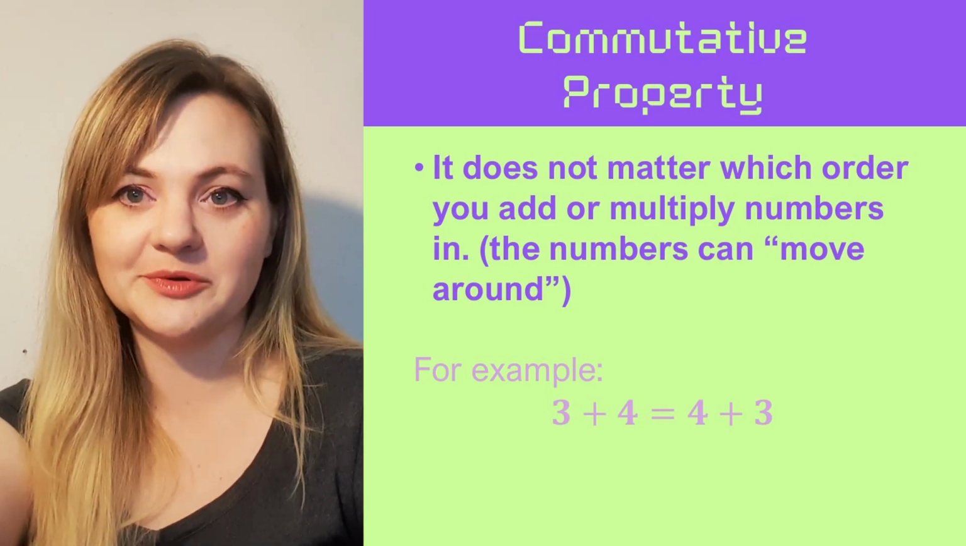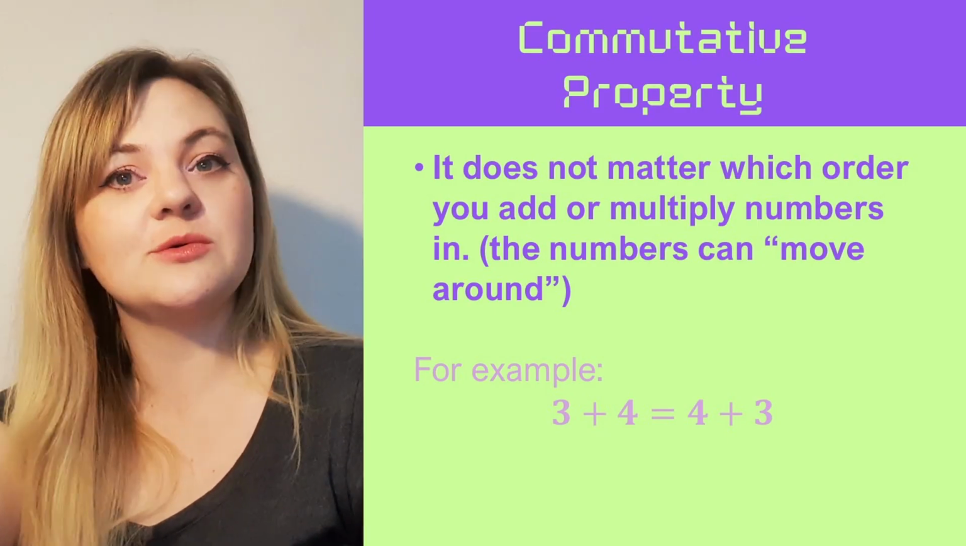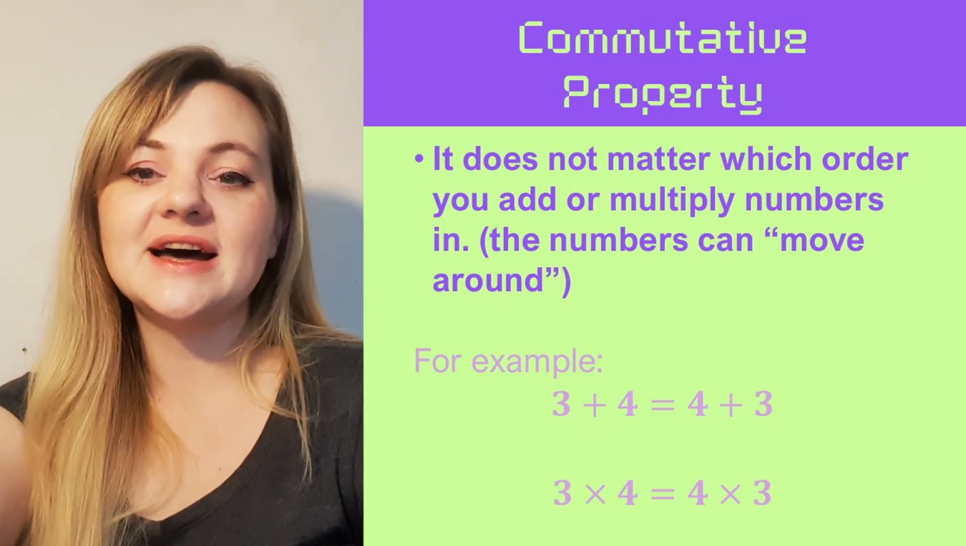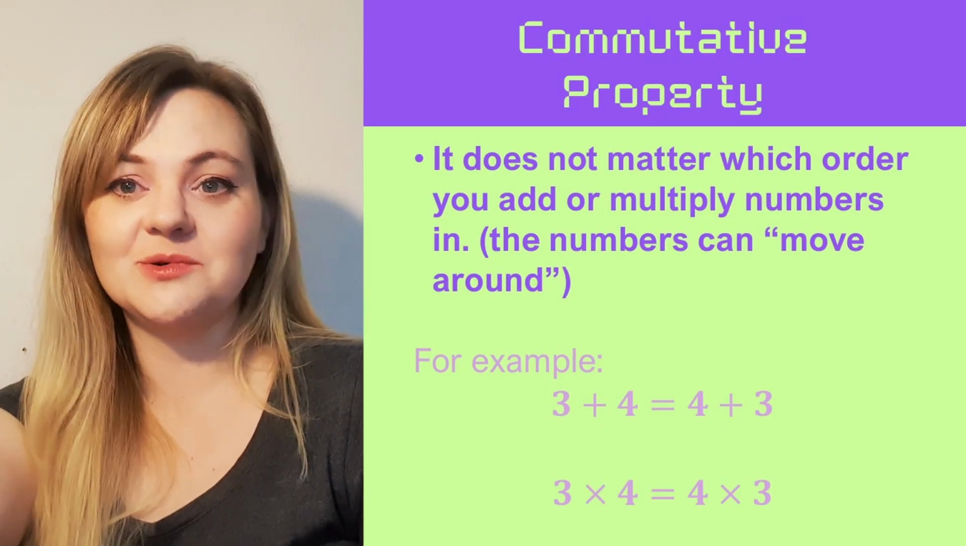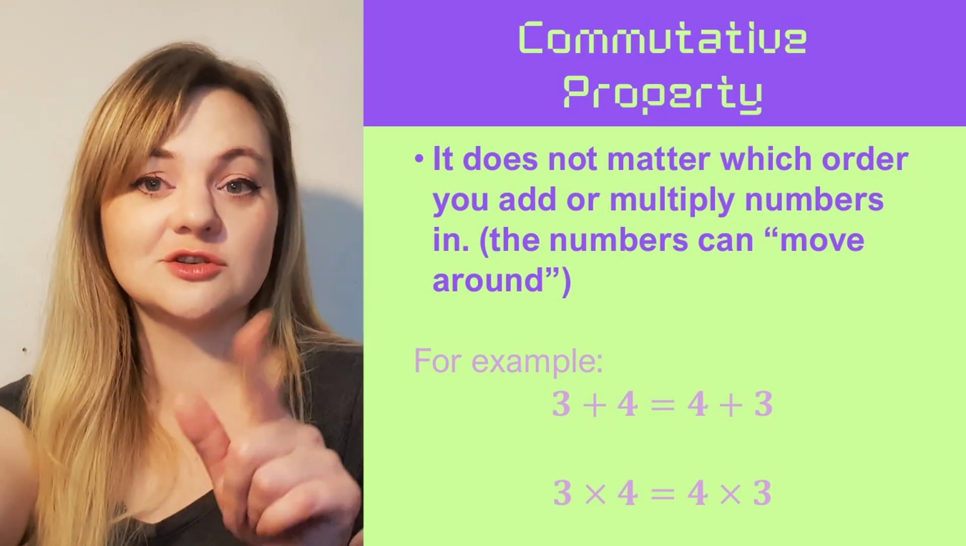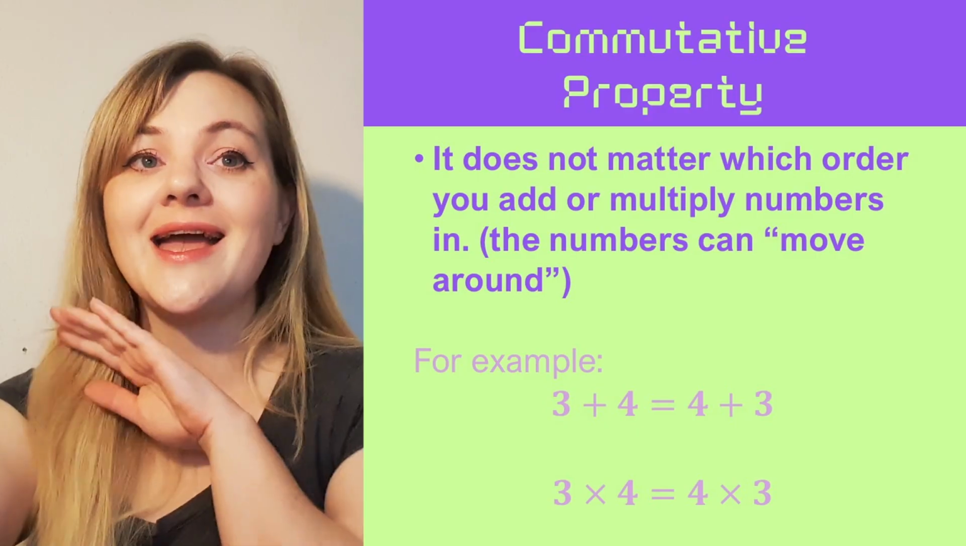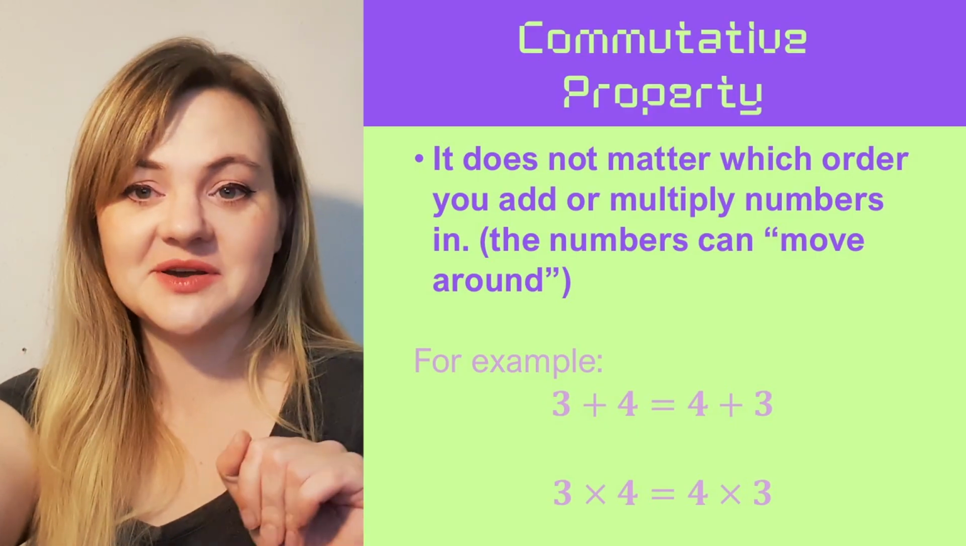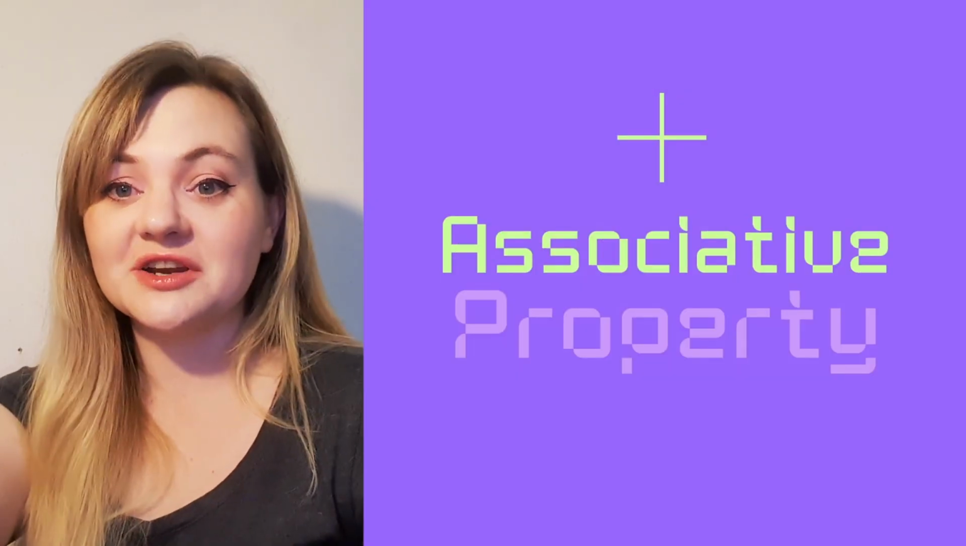Here is an example. 3 plus 4 is equal to 4 plus 3, and 3 times 4 is also equal to 4 times 3. And this is not just for 4 and 3, this is for any of the whole numbers, okay? We also have the associative property.